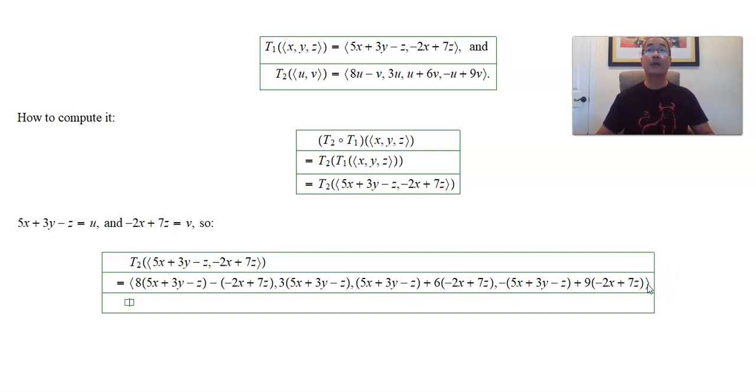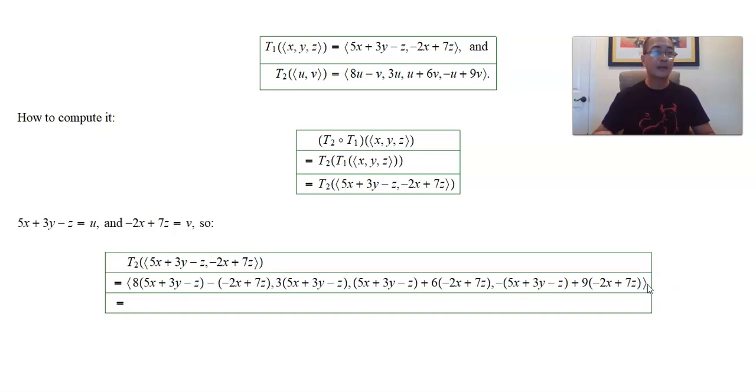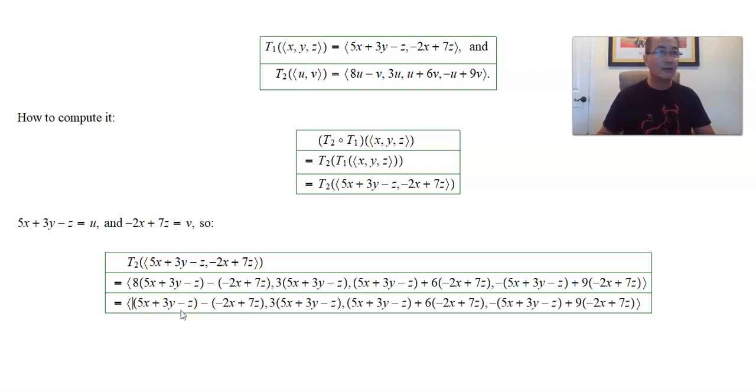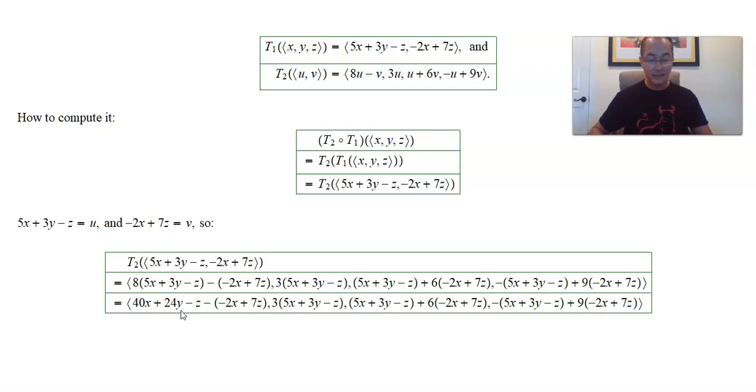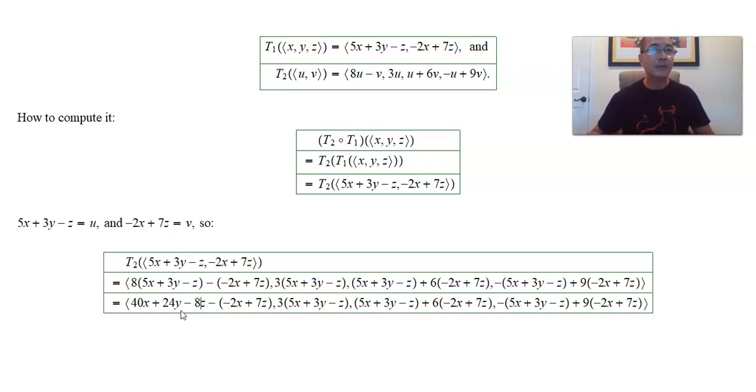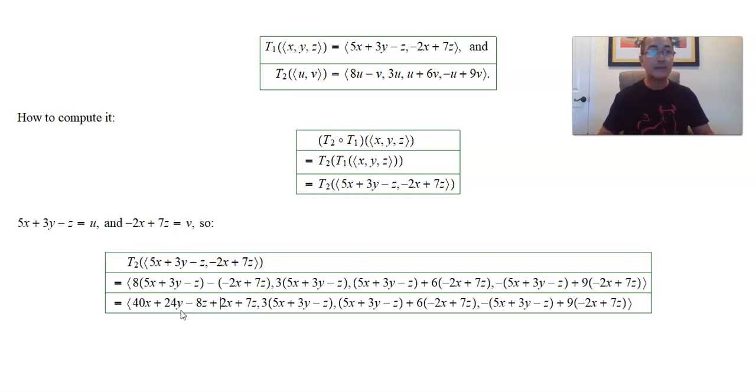Okay, but of course, we want to simplify. So what have we got? Let's just copy that thing and let's expand those scalar products. So we have 40x, 8 times 3, 24y, and then minus 8z. Careful with those minus signs. Minus minus, we will get plus 2x minus 7z.